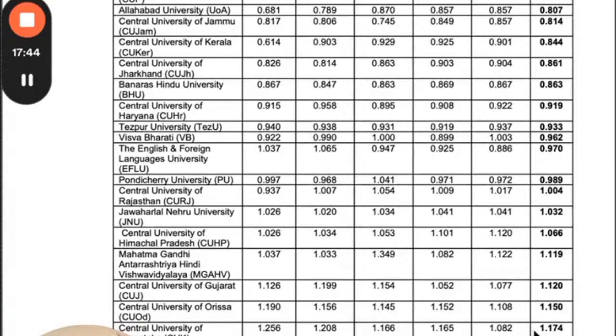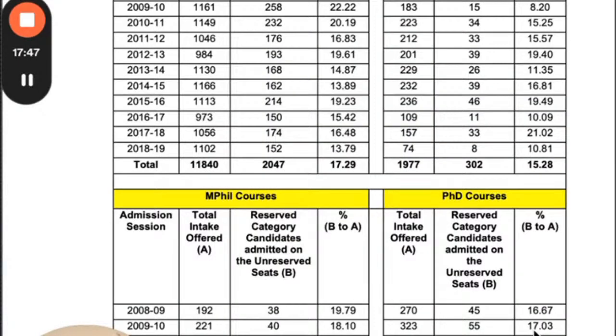Now let me take one such case and show you how this actually works. In Hyderabad Central University, you can see this table. What does this indicate? This table indicates how many reserved category students got admitted on unreserved category seats. That is, in government language we call this own merit. They got it under their own merit; they did not use reservation. If you see this in the PG courses, around 17.29% of the students in PG courses got in on their own merit. They did not use any reservation.